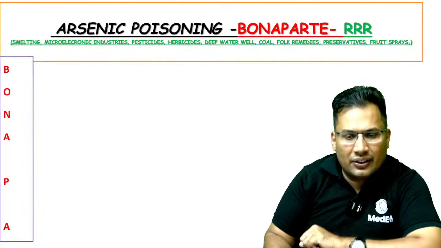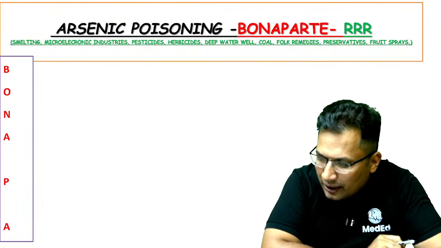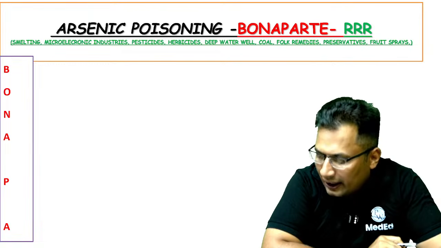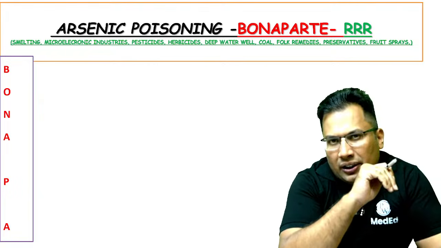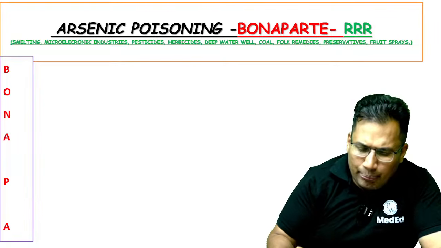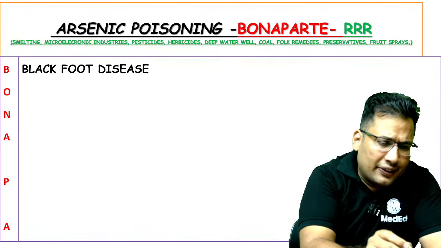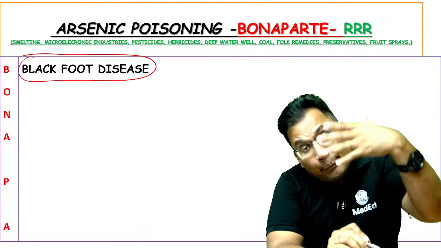So the mnemonic is Bonaparte itself. Bonaparte RRR. Please write the mnemonic. I'm going to discuss B first. B is for black foot disease. Just write Bonaparte RRR, Napoleon Bonaparte.